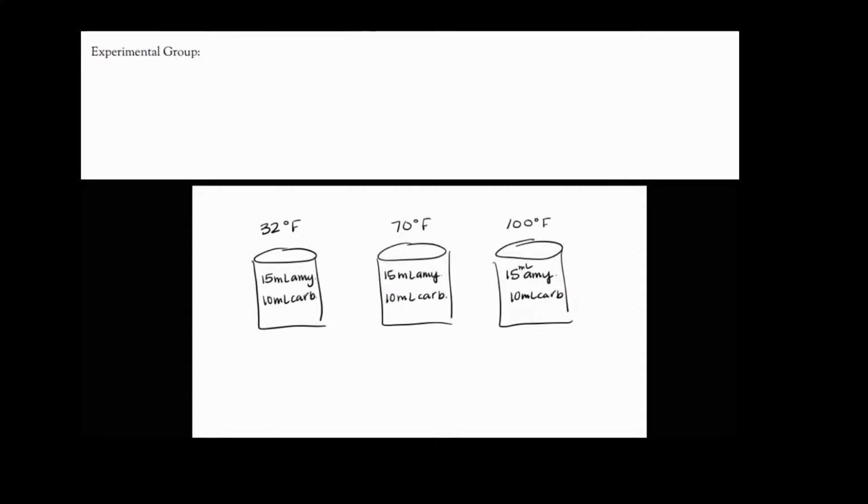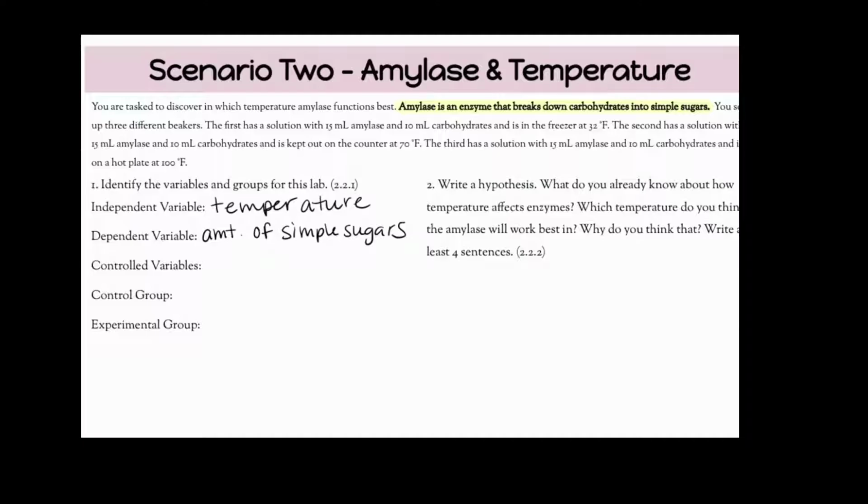Controlled variables. What did we not change between our groups? We pointed this out earlier. We have the same amount of amylase and the same amount of carbohydrates or substrate in each container. So amount of amylase and carbohydrates. So the enzyme and the substrate.